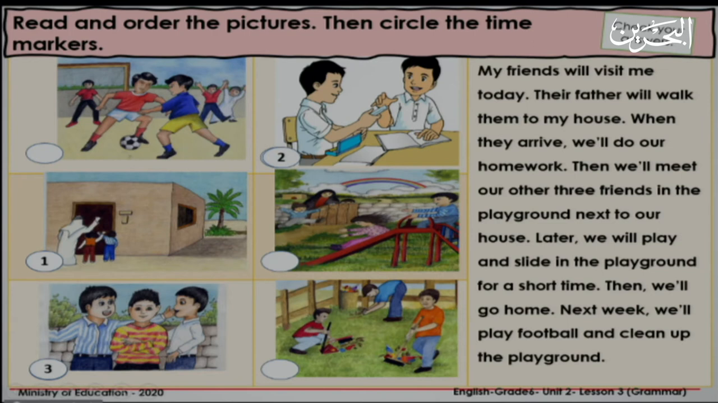Later, we will play and slide in the playground for a short time. In which picture you can see a slide? This is number four. Then we'll go home. Next week, we'll play football. In which picture you can see the boys playing football? This is number five. And clean up the playground. This is the last picture, of course. You can see the kids are cleaning the playground. Very good. Now, let's move on and circle the time markers. Today, then, later, then, next week.